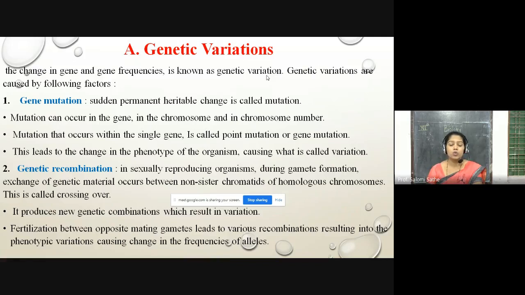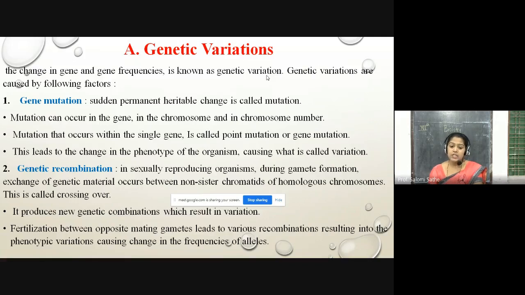First, gene mutation. Sudden change. Sudden, permanent, heritable change is called mutation. What is mutation? Sudden, permanent, heritable change, which we can carry forward from one generation to another, is called mutation. Mutation can occur in the gene, in the chromosome and in chromosome number.